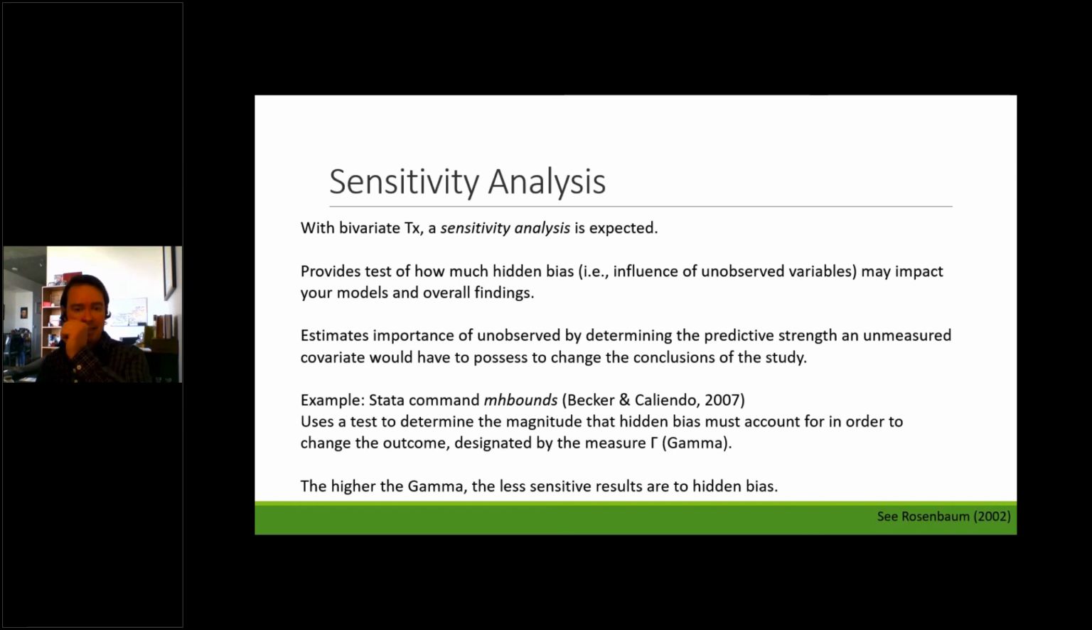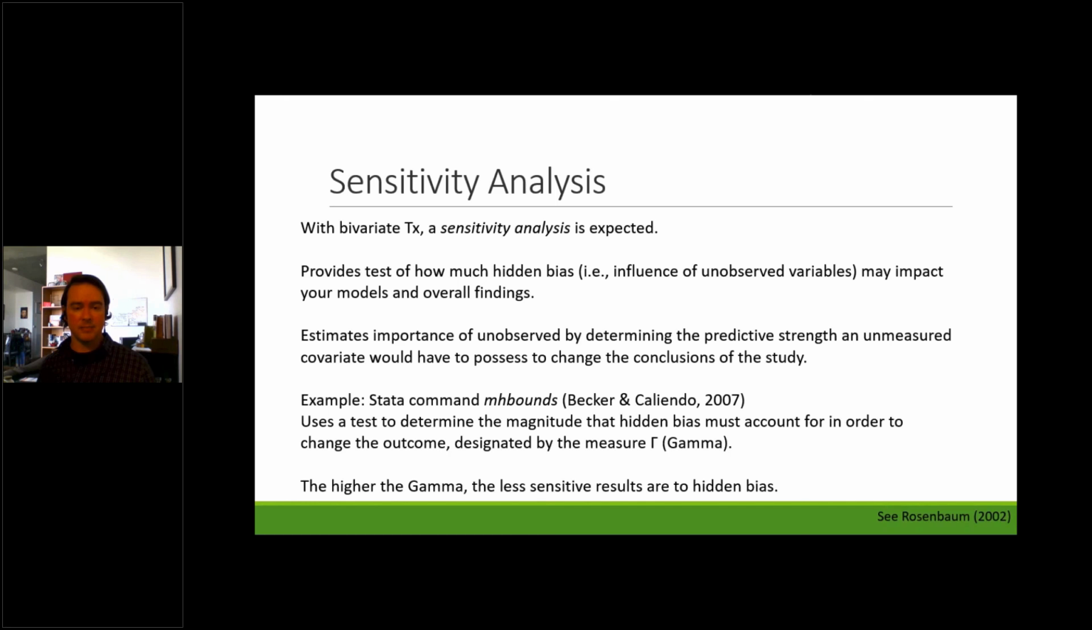So an example in Stata, there's a command called mhbounds by Becker and Caliendo that uses the Mantel-Haenszel test to determine the magnitude that the hidden bias must account for in order to change the outcome, designated by the measure gamma. The higher the gamma, the less sensitive the results are to hidden bias. Essentially, sensitivity analysis is trying to answer the following question: how much hidden bias would need to be present to alter your conclusions?